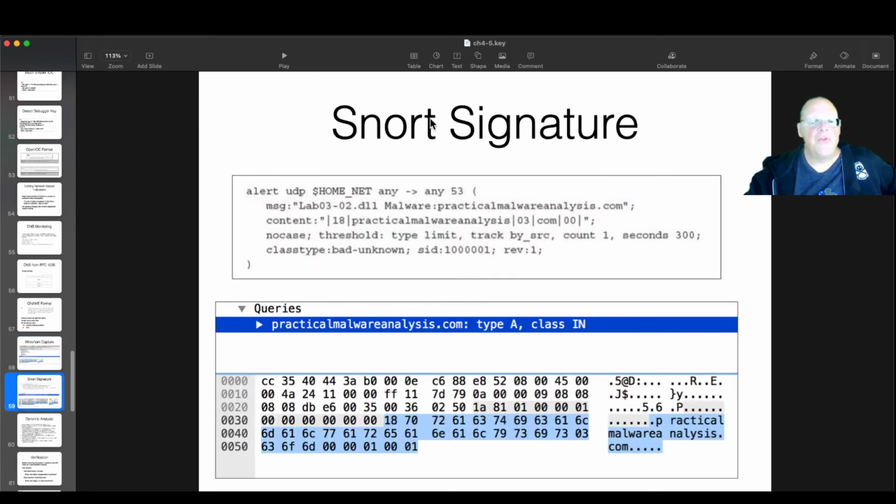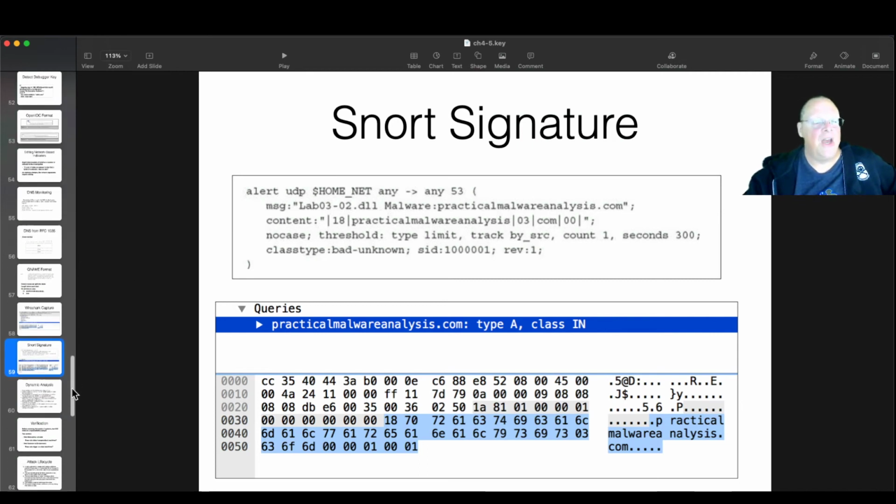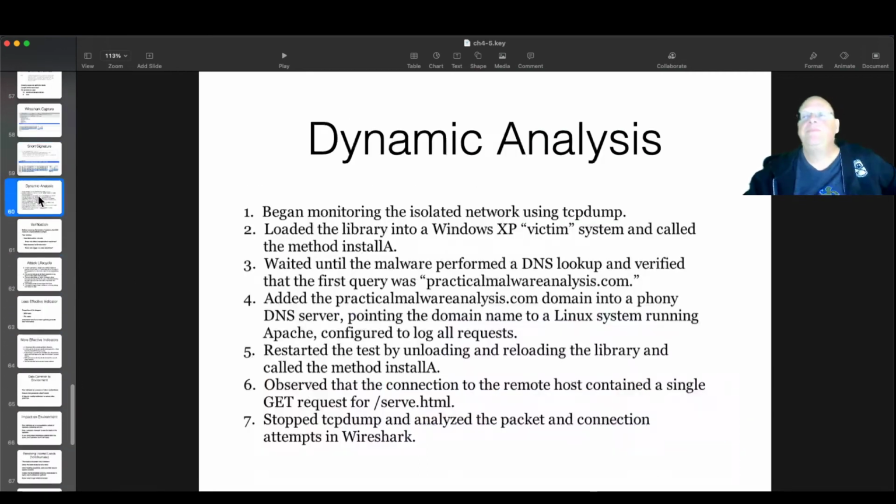So this is the Snort signature for that. It is content, binary 18, hexadecimal 18, followed by practical malware analysis, followed by hexadecimal 3, followed by com, followed by a null byte. That's the actual pattern of bytes that you'll look for, and then it will trigger in Snort when you have this traffic go by.